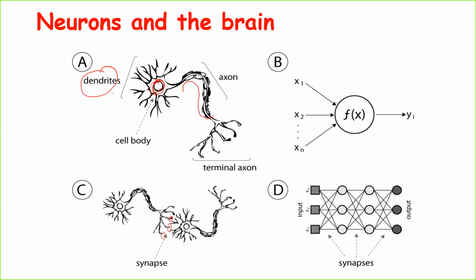If the resulting signal voltage is greater than a certain threshold, it passes that signal to the axon, right? So the axon is like this long tail-like structure that you see here, which forwards the signal to the other neurons through the synapses, right? The axon passes the signal to the other neurons through the synapses. So the synapse is like a memory organ in the brain. It connects the axon of the previous neuron with the dendrite of the next neuron.